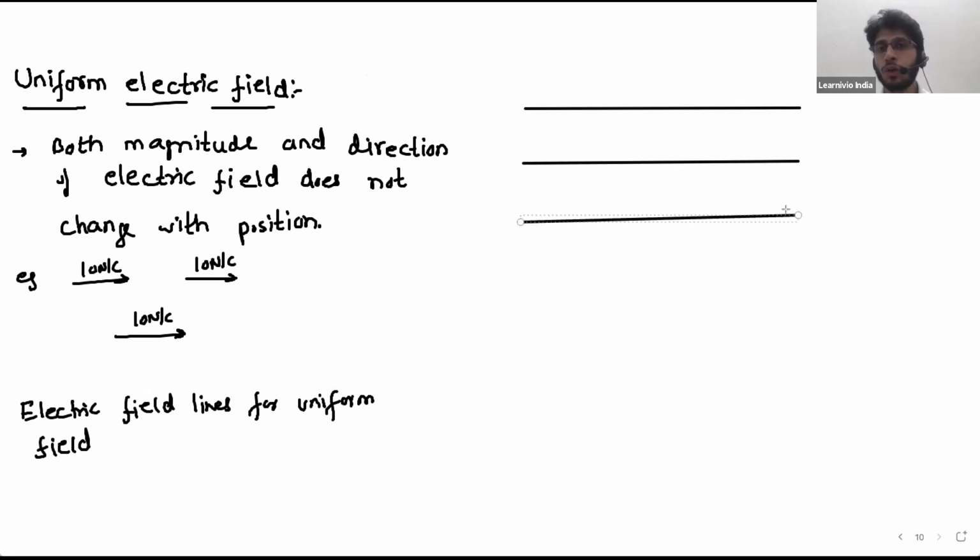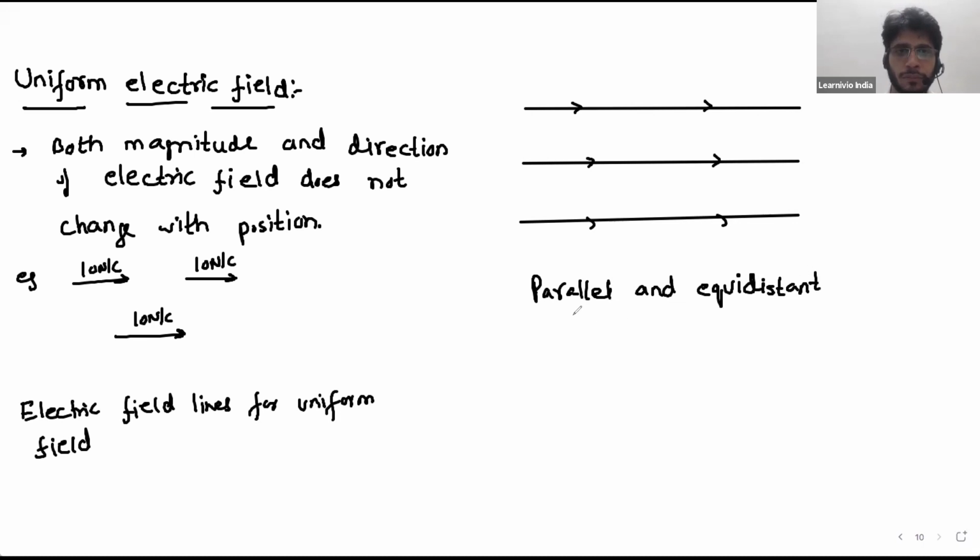Because magnitude is also constant and magnitude is given by the separation between the field lines. Since separation of field lines is the same, that means magnitude is the same. So this is how we represent uniform field, through parallel and equidistant field lines. Just note it down, then move on to the next topic.